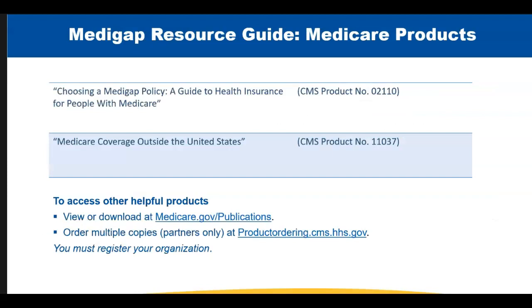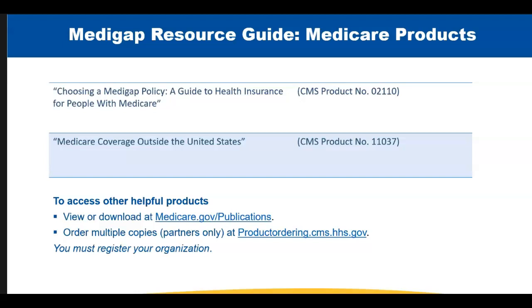A lot of departments of insurance might have Medigap guidance, as SHIP might have, which would be updated yearly possibly, and would tell you some specifics about what's available in your state. This is one of our publications that's terrific, called Choosing a Medigap Policy. It gets updated every year. If you don't know how to get our publications, you can view or download them at our website. But if you want multiple copies, you can order them from our warehouse, the product ordering site.